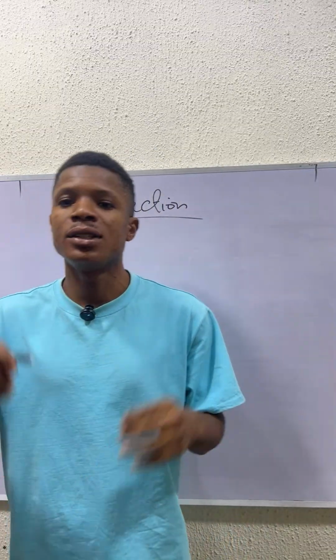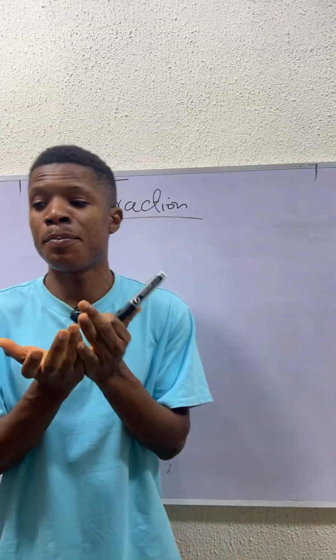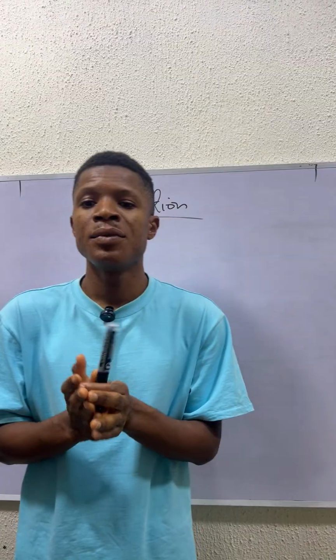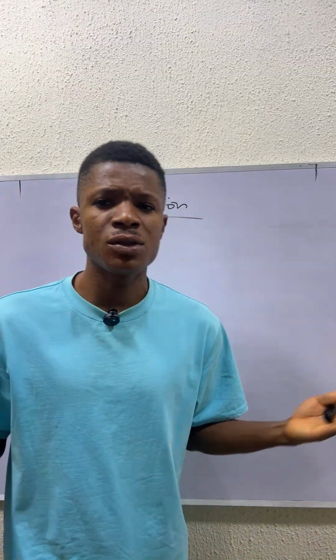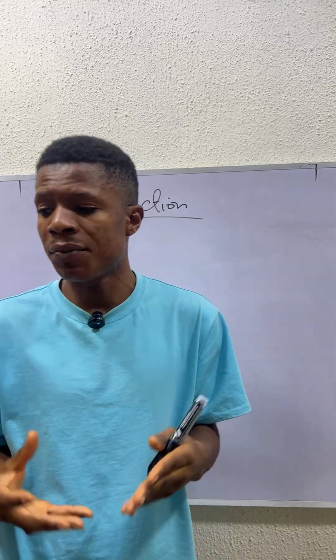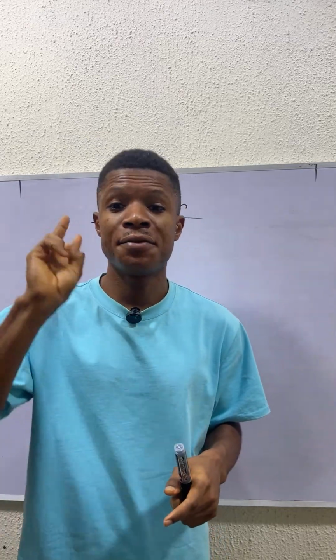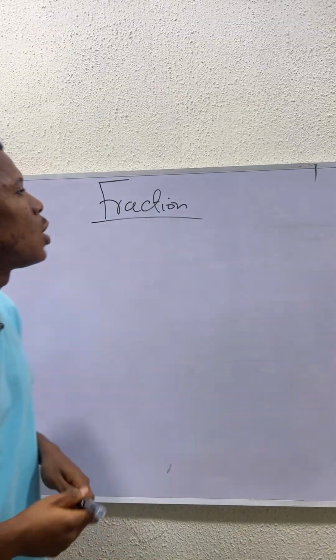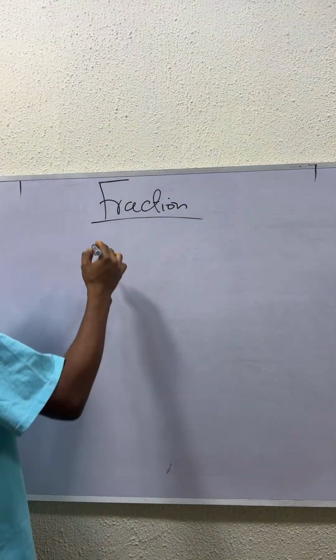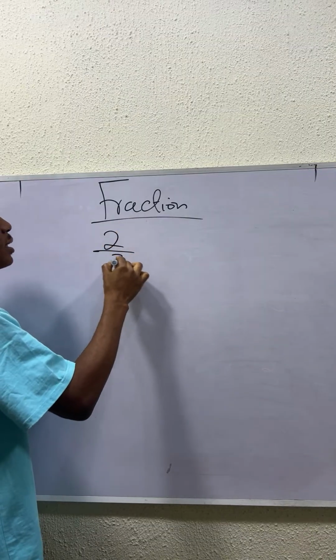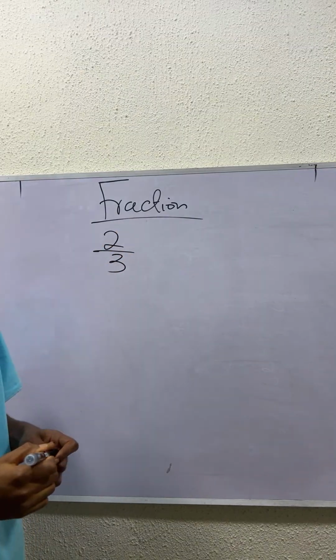Whenever we talk about the term fraction, we are talking about part of a whole. It can be a whole number, it can be anything. So far we are talking about part of something, we are talking about fraction. We have lots of examples of fraction. A fraction is basically made up of two parts.